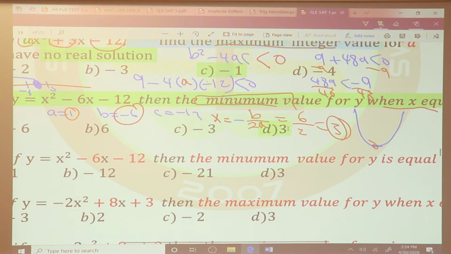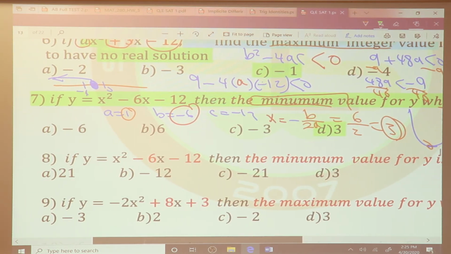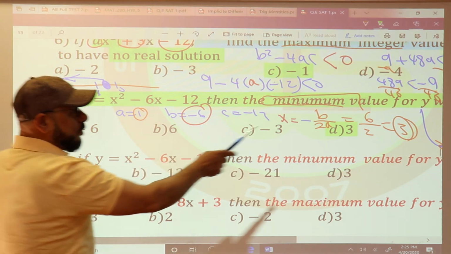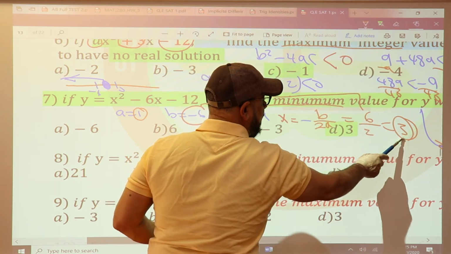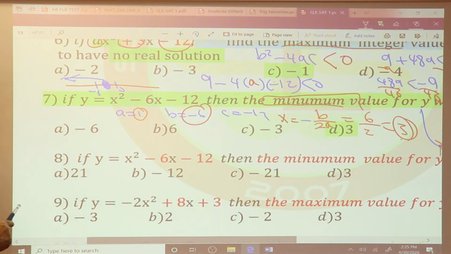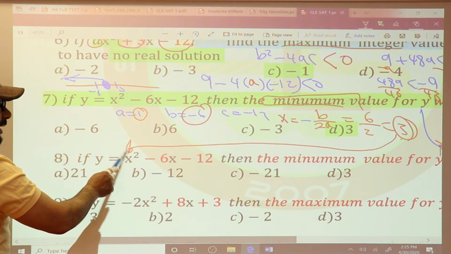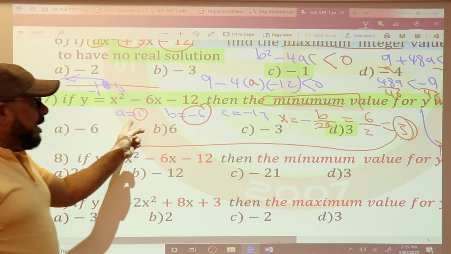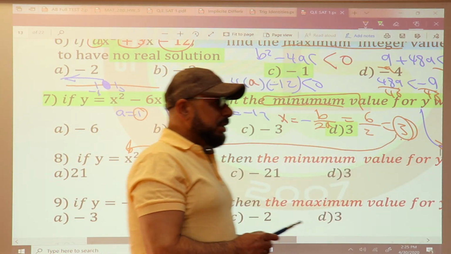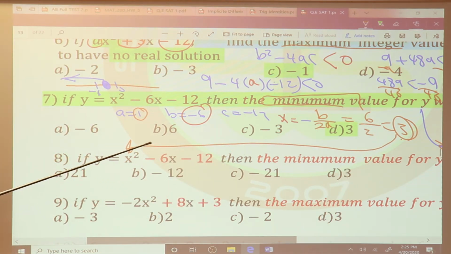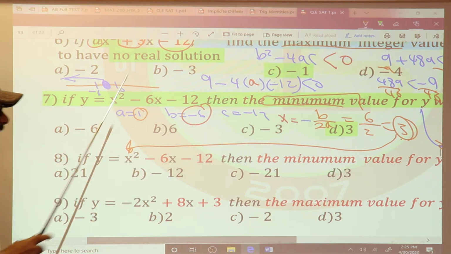Now, what does he want in the second problem? The same problem, but he wants the minimum value. For number 8, the value of x we found here, we have to plug back into the function. The minimum happened at x equals 3, but to find the actual minimum value, you plug the 3 into the function.